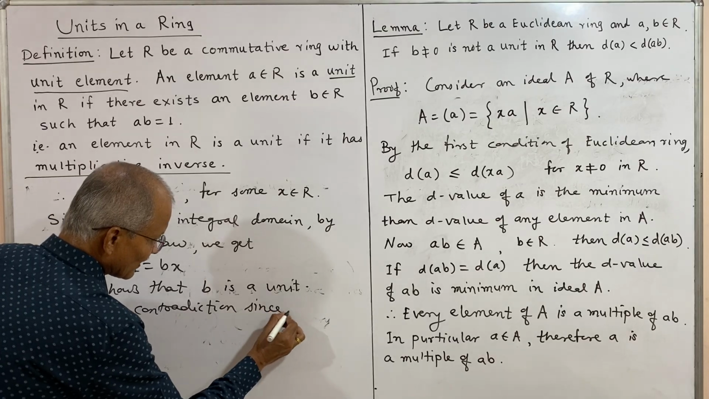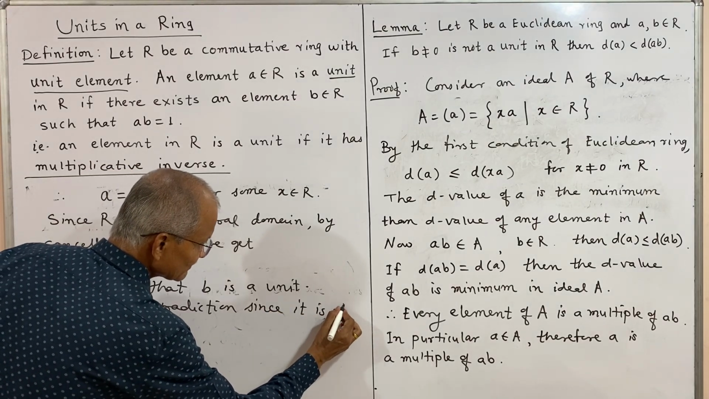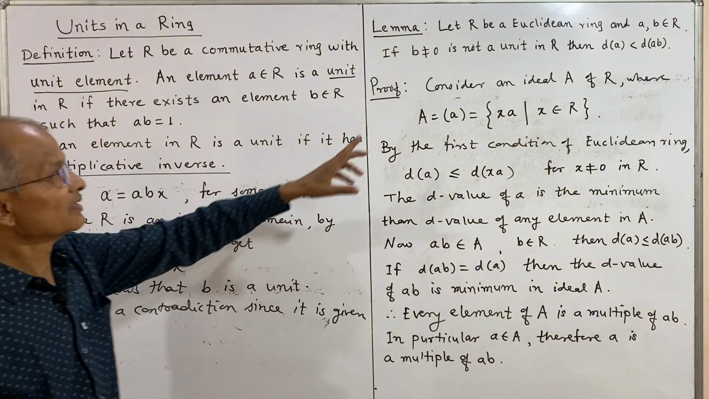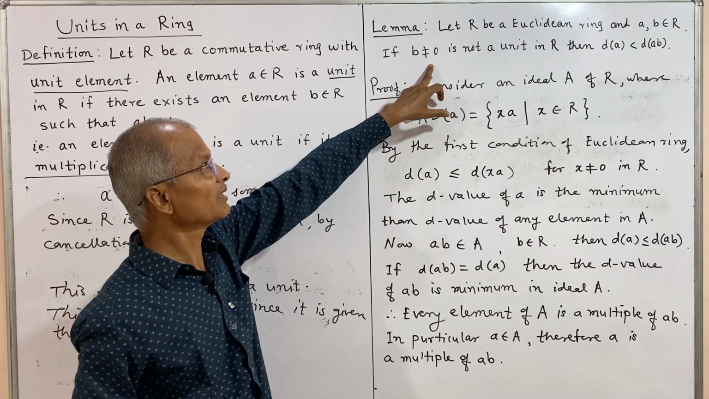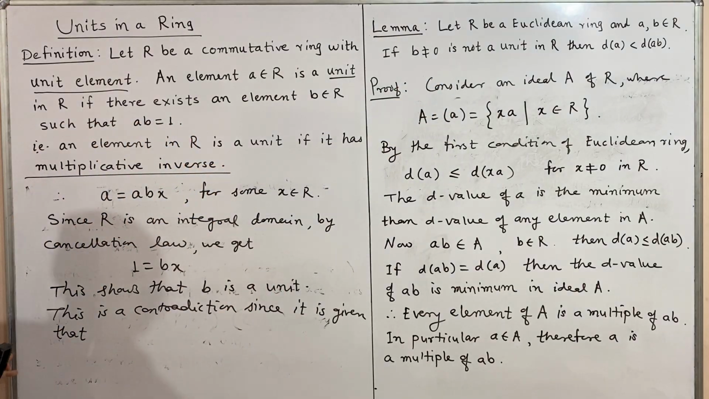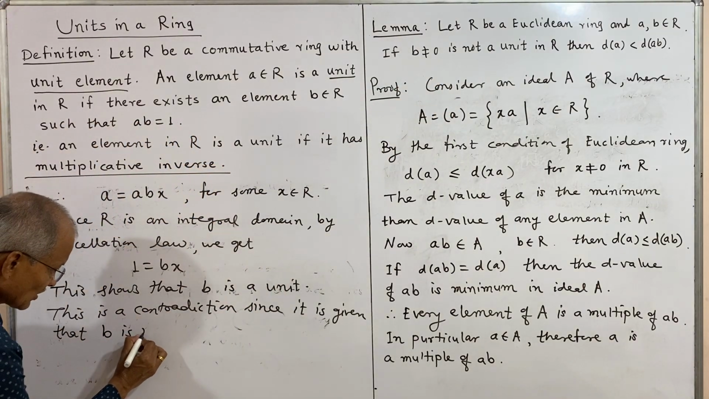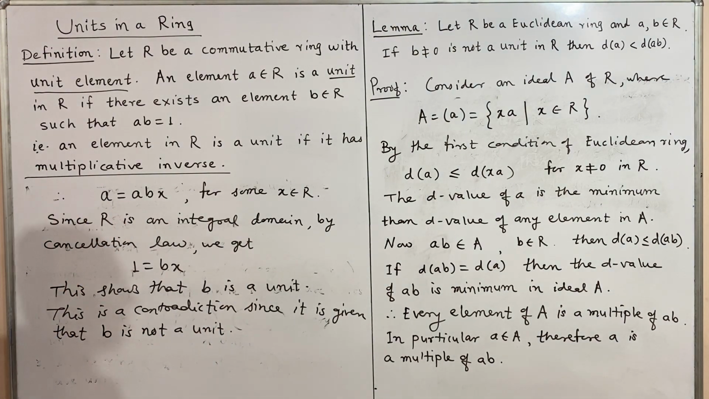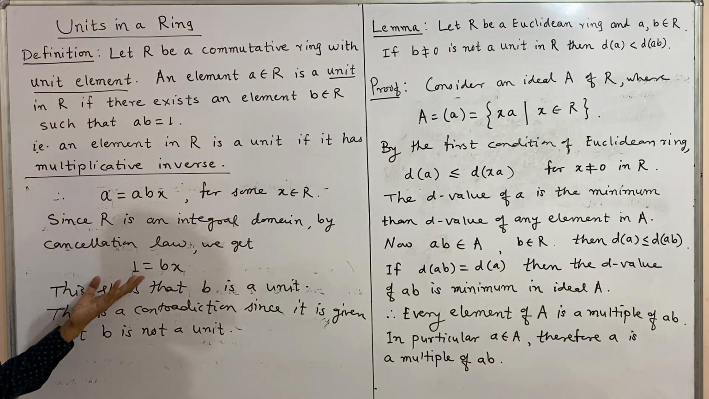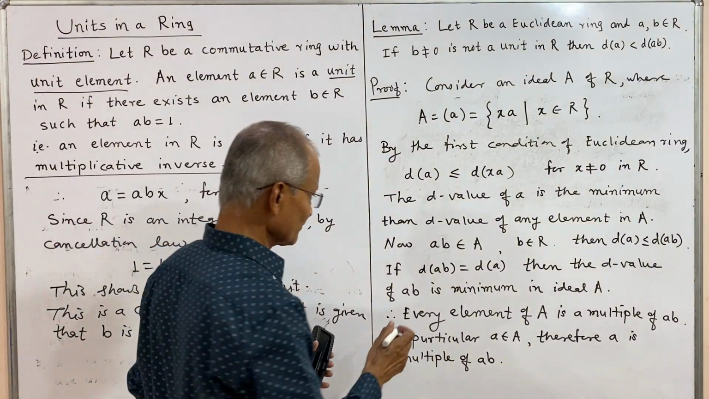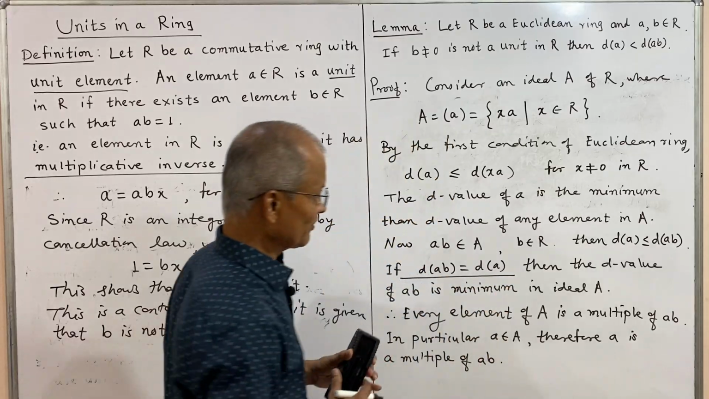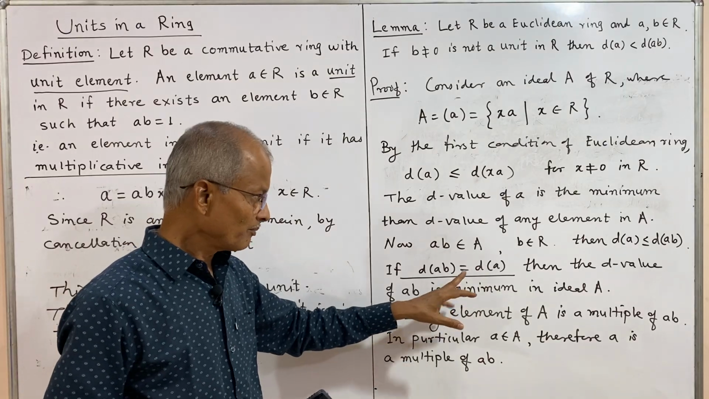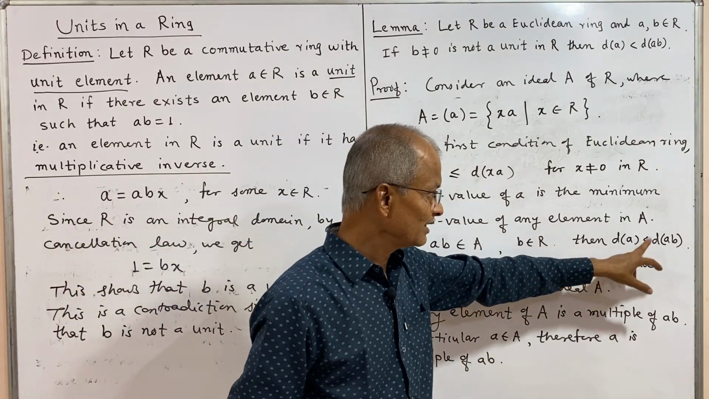Since it is given, by hypothesis, in the lemma, that B is not a unit. It is given that B is not a unit, and thus we have got a contradiction. And why has this contradiction arrived? Because we have supposed this d of AB is equal to d of A, and this is wrong. Means the equality is discarded.